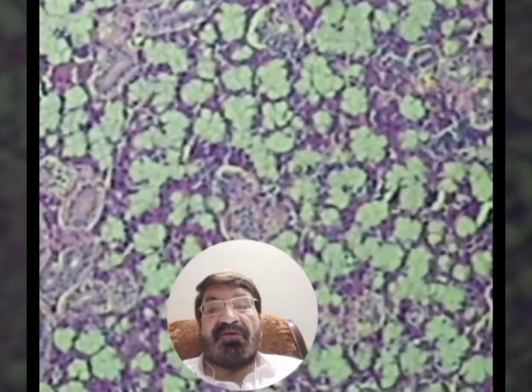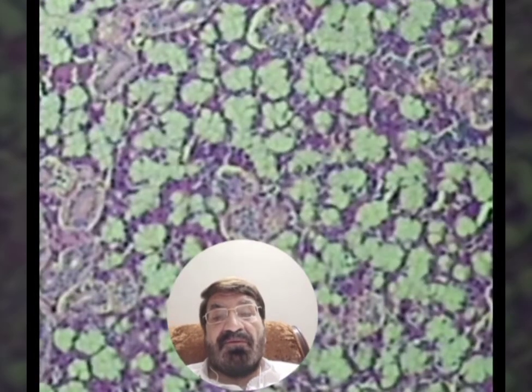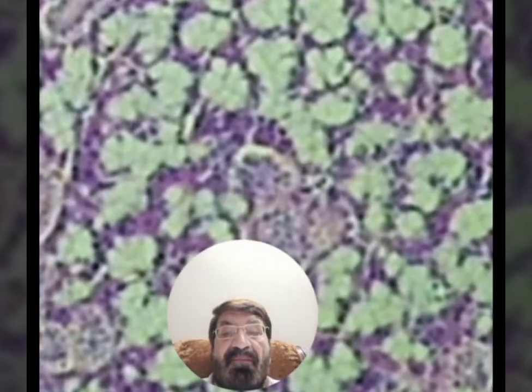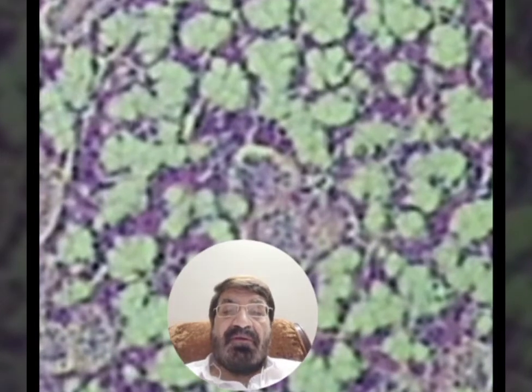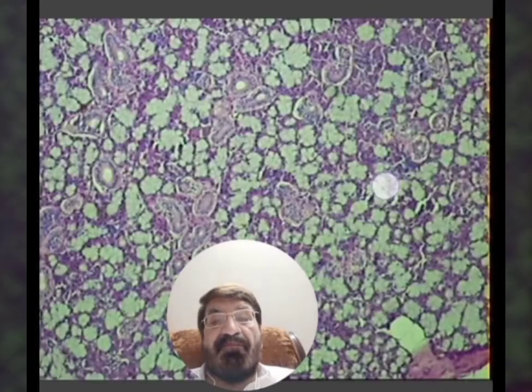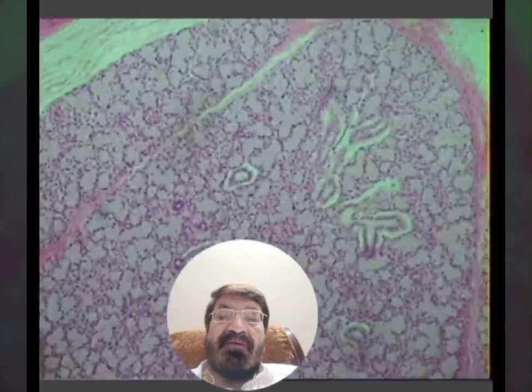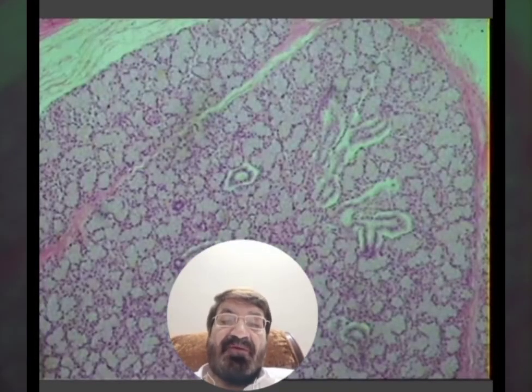These are ducts. Can you see the ducts? This is the duct, this is the duct. So this is the magnified view of the sublingual gland. This is again the sublingual gland.